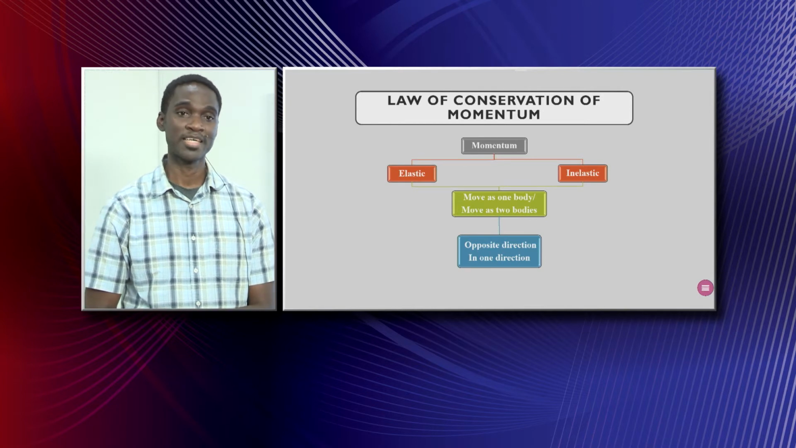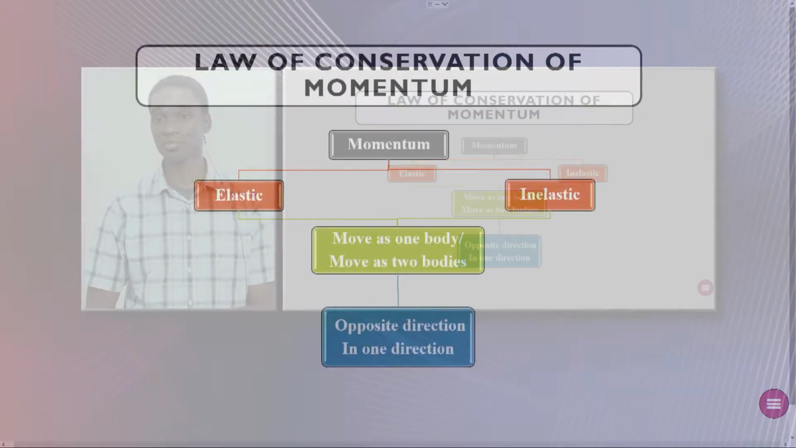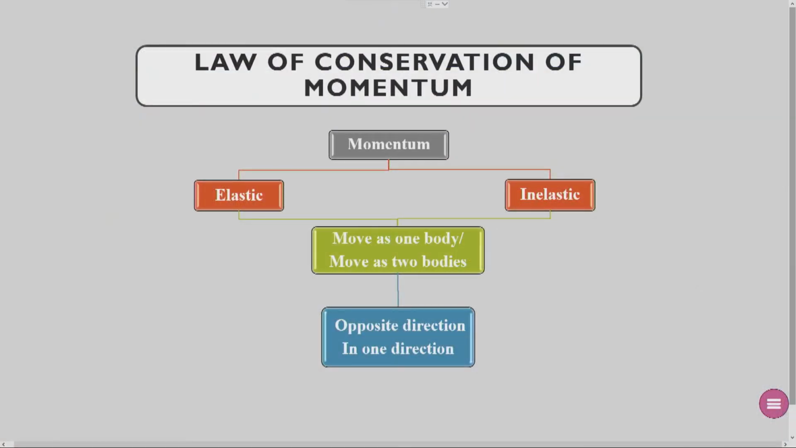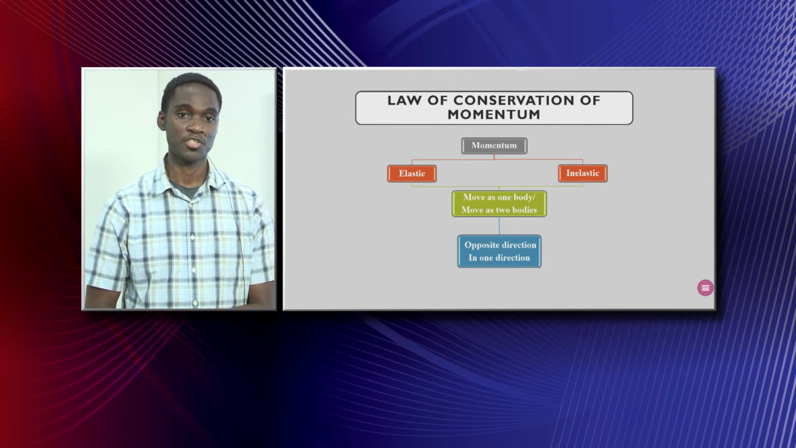where there is no factor influencing the momentum or the collision. So with the two, elastic and inelastic collisions, the two objects can both move as one body, or they can move as separate bodies. When they are moving as one body, they can move in one direction. And when they are moving as two bodies, they can move in opposite directions, or they can move in one direction. So here is where we simplify what happens with momentum conservation.